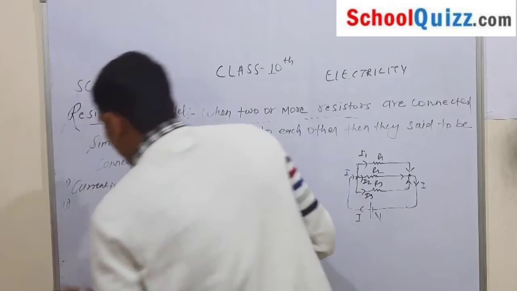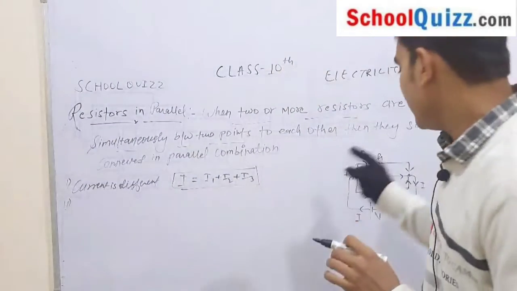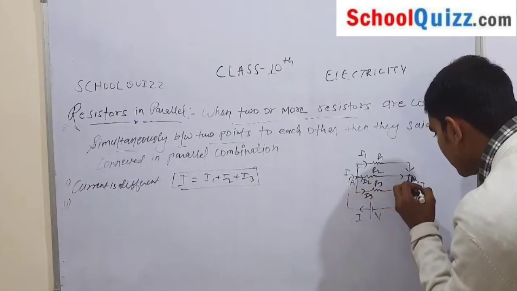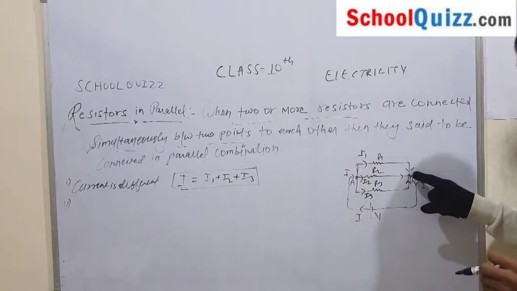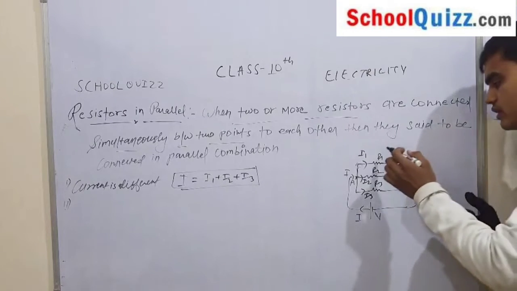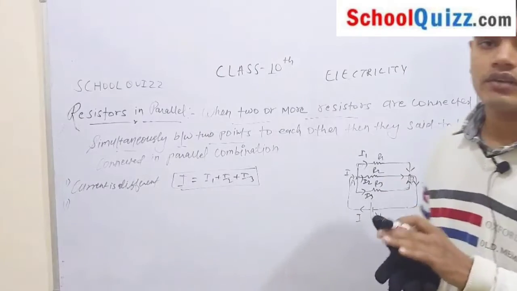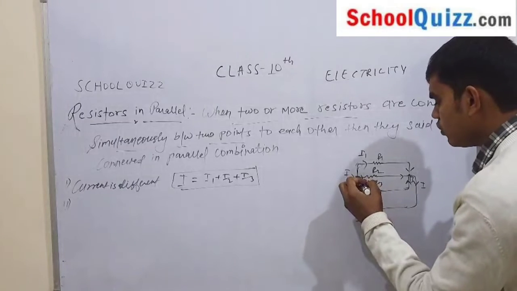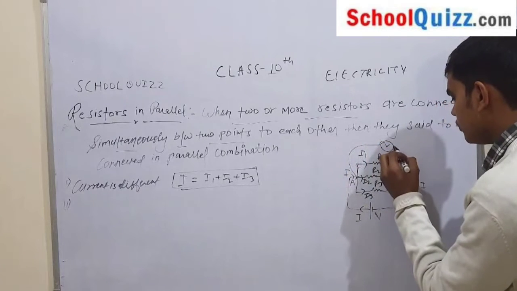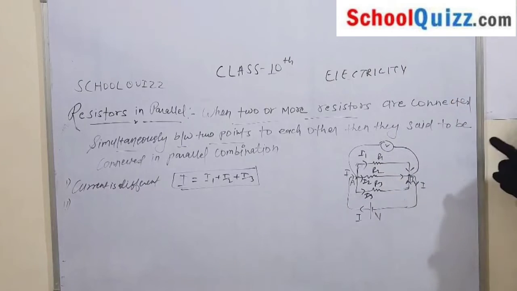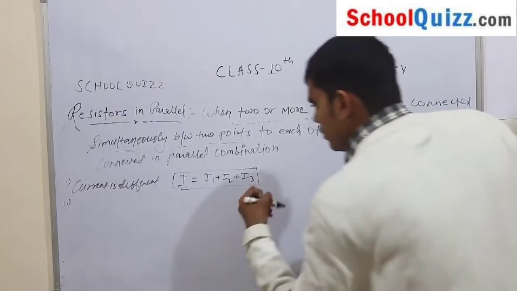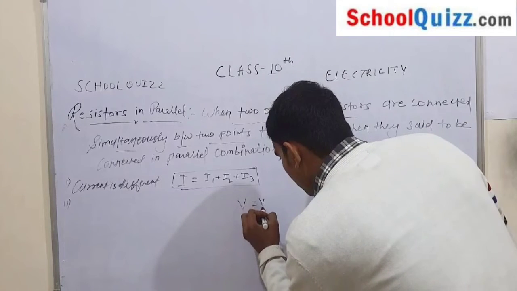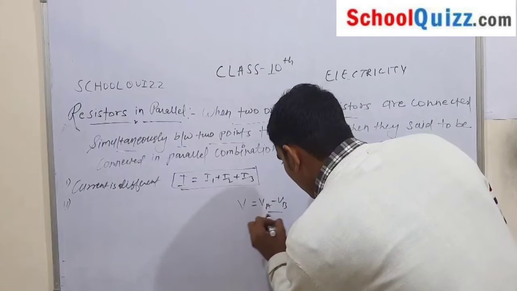And what is the second point? We are going to check the value of potential in all three resistances. This is your point A, and this is your second point, B. Now the resistances R1, R2 and R3 are all connected between the same points, A and B. So we connect a voltmeter which gives the value of potential. This is your V value, which is VA minus VB.